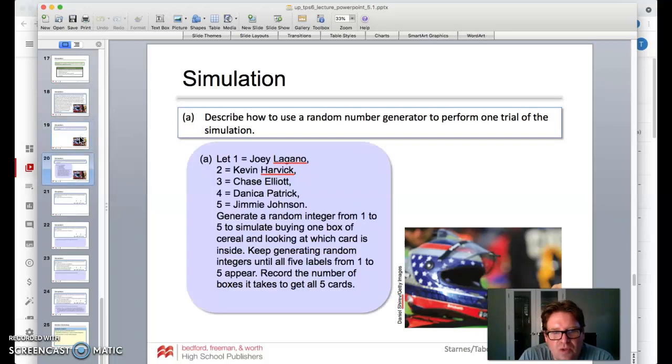Well, what we could do is let 1 be Joey Logano, 2 Harvick, 3 is Chase Elliott, 4 is Danica Patrick, and 5 is Jimmy Johnson. And then we can use the random number generator on our calculator, and that would simulate buying a box of cereal and seeing what's in there. And then we would keep generating random integers until we get all 5 labels from 1 to 5, and then we would record how many boxes we had to buy to get that.